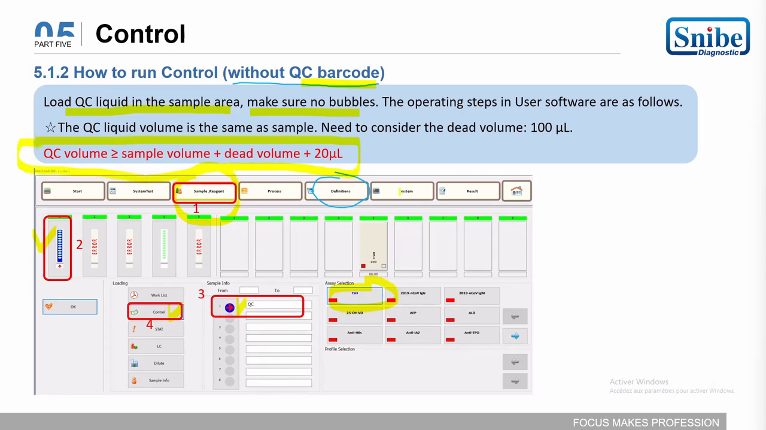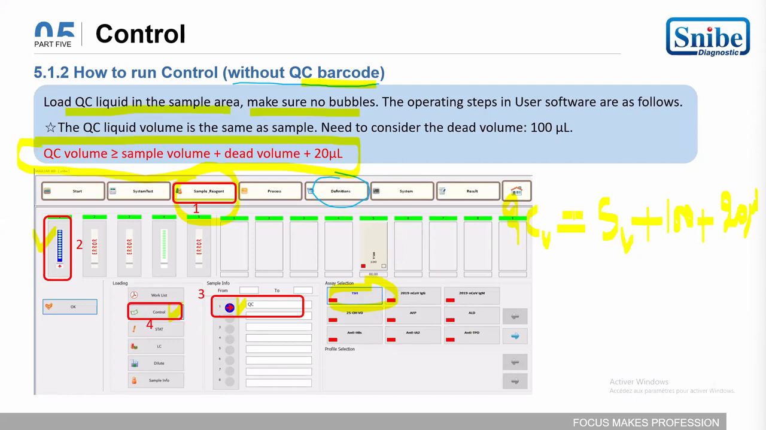When you load the QC, at least the volume should be equal to the sample volume. The QC volume should be at least equal to the sample volume plus the dead volume, which is always 100 microliter for Magnumi M series, plus an increment of about 20 microliter at least.